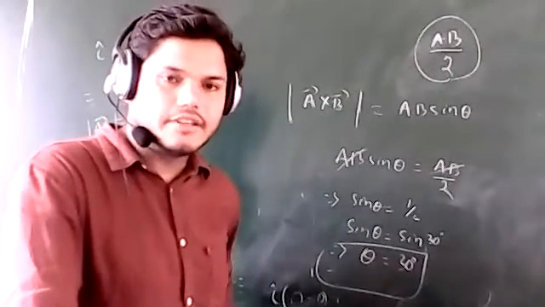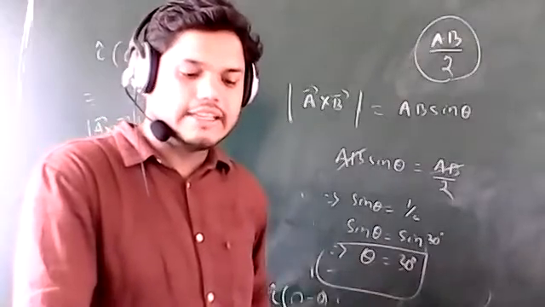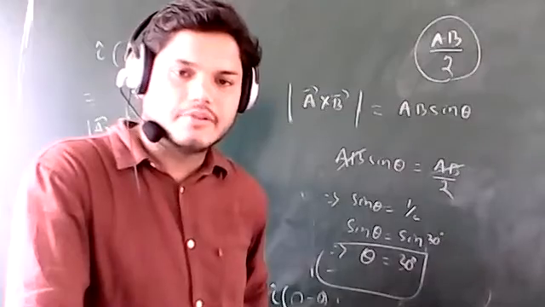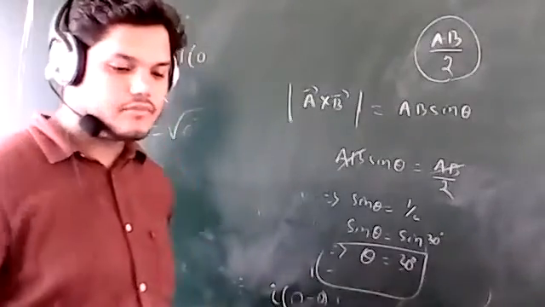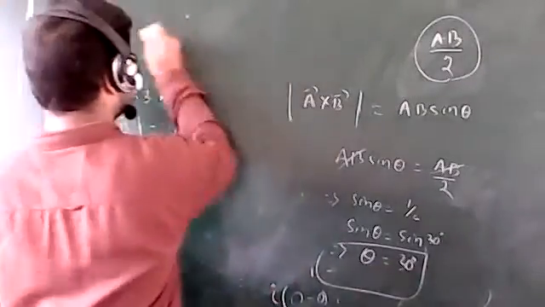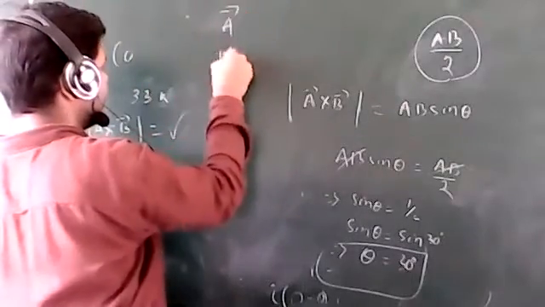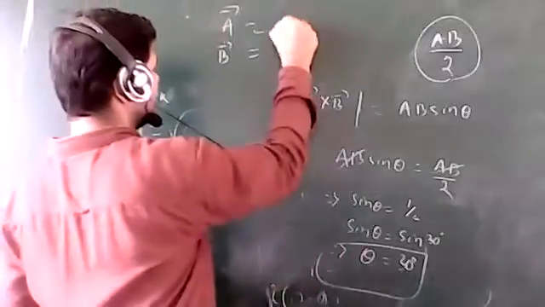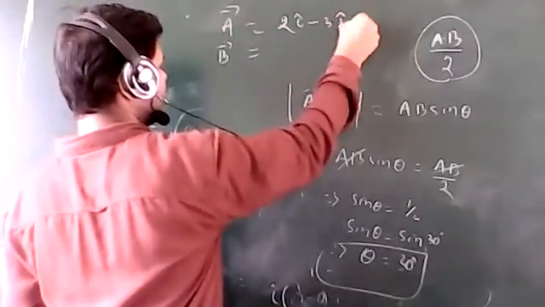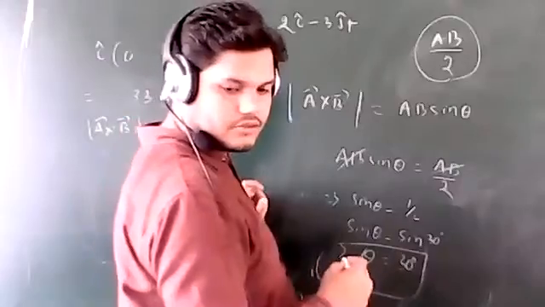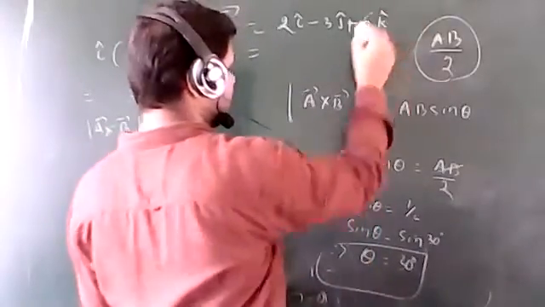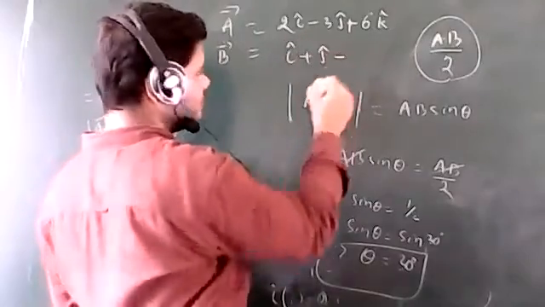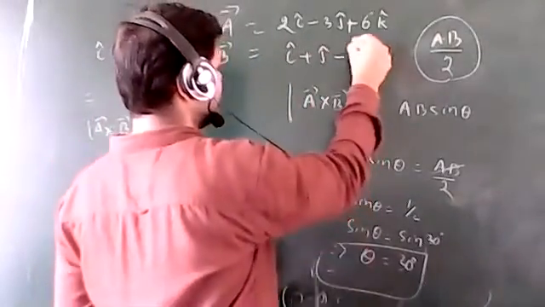Okay. I'm repeating the question. Find a vector whose length is 7 and which is perpendicular to each of the vectors. Okay. And here two vectors are given in this particular question. A vector is given as 2 i cap minus 3 j cap plus 6 k cap, okay. And B vector is given as i cap plus j cap minus k cap, okay.